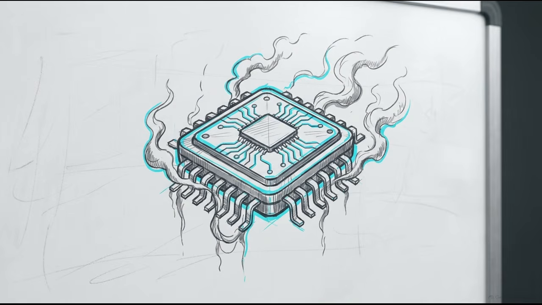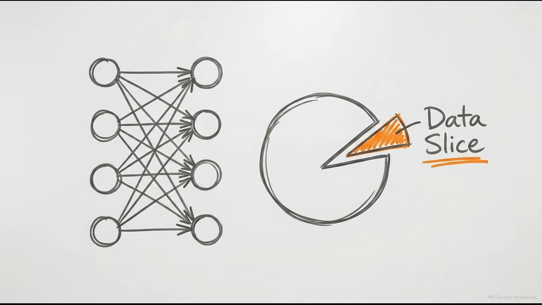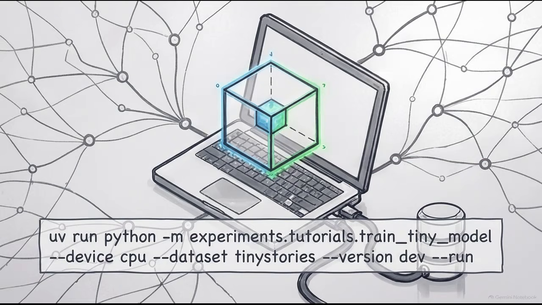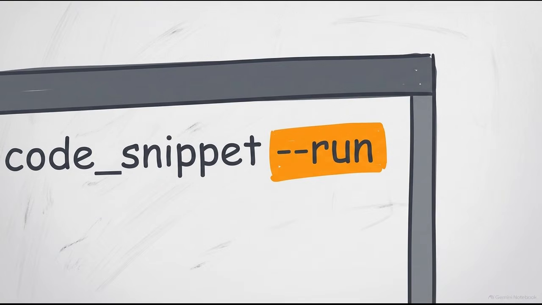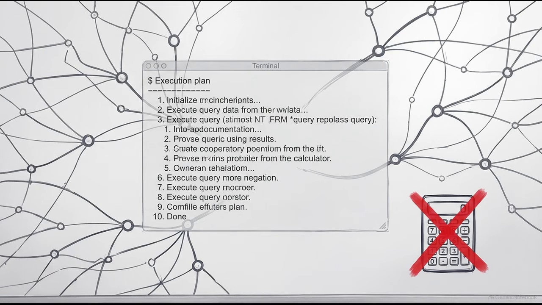Now we are ready to execute the smoke test. This built-in script trains a NanoLlama architecture on a tiny data slice to prove the system is functional. Enter the launch command using uv run, pointing to the tutorial module and specifying the CPU as your device. Make sure you append the --run flag to the very end of that command. Without that flag, the framework will only print out its theoretical execution plan without performing any actual mathematical compute.